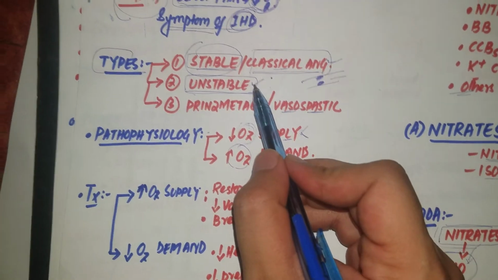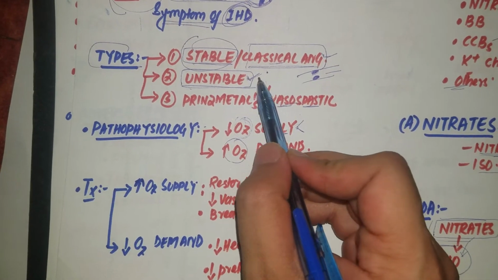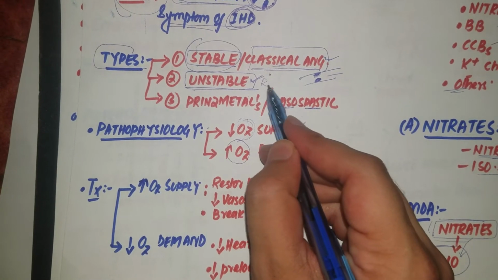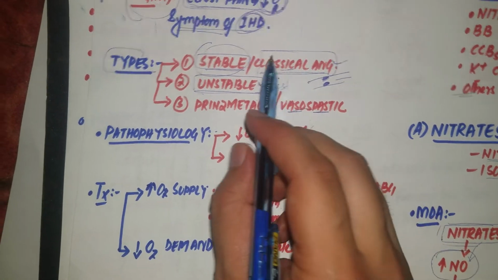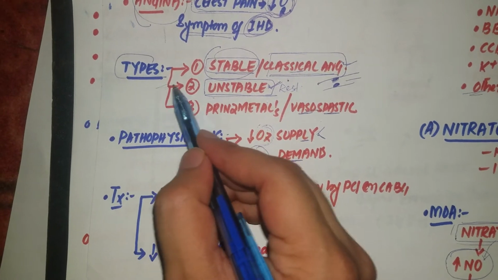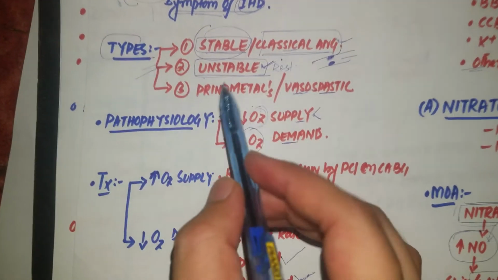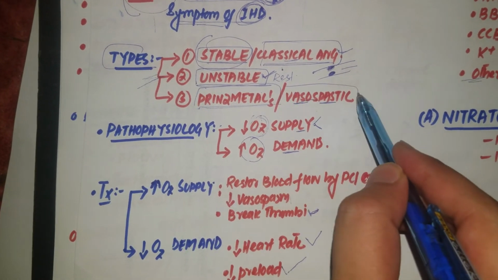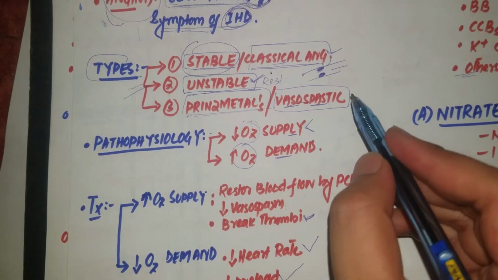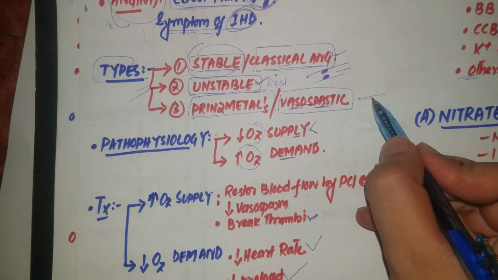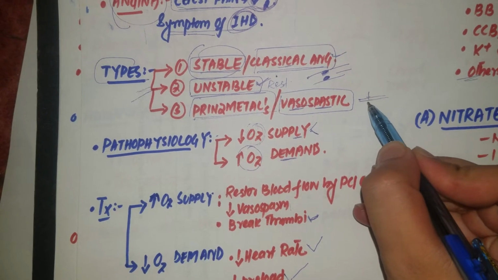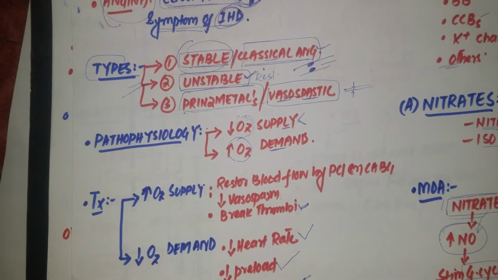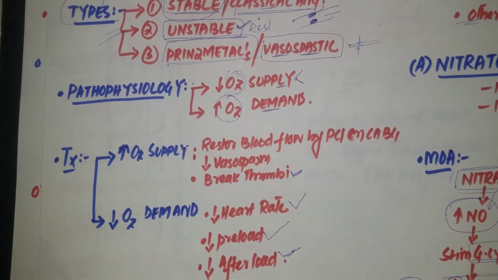The second one is unstable angina. In unstable angina, the person feels chest pain while at rest. It occurs because of thrombotic events in the coronary vessels. The third one is Prinzmetal's angina, which is also known as vasospastic angina. It occurs due to vasospasm of the coronary vessels. The coronary vessels become narrowed and there is no proper perfusion to those heart muscles.